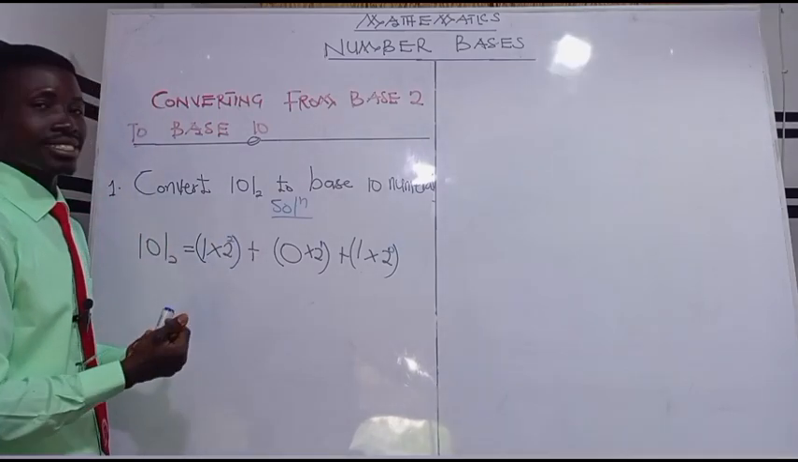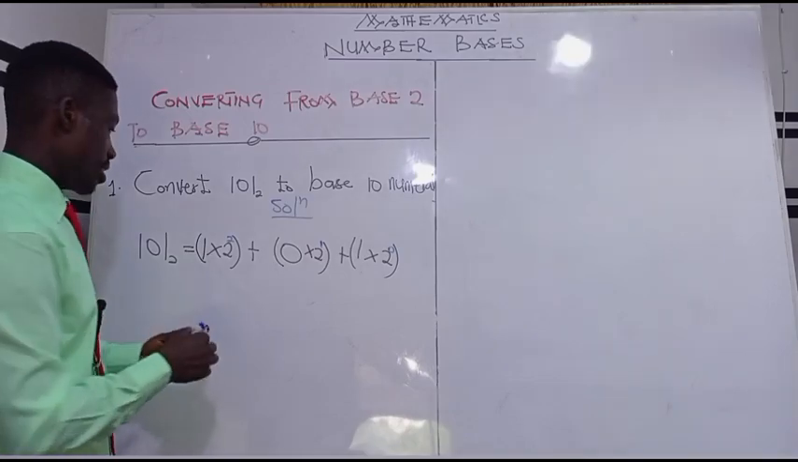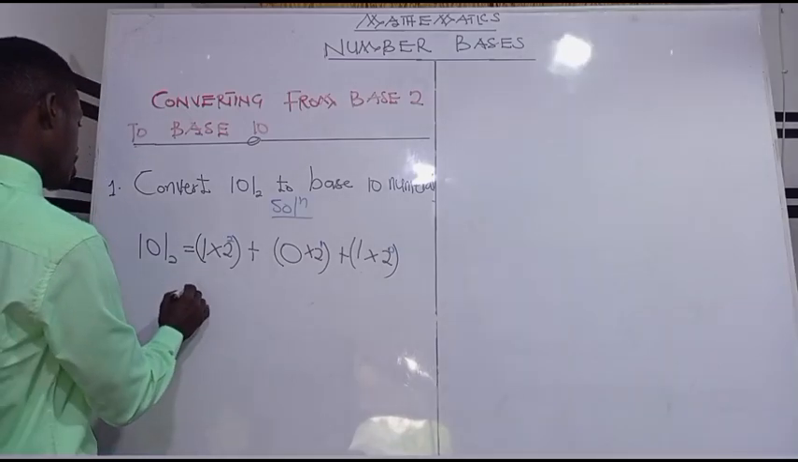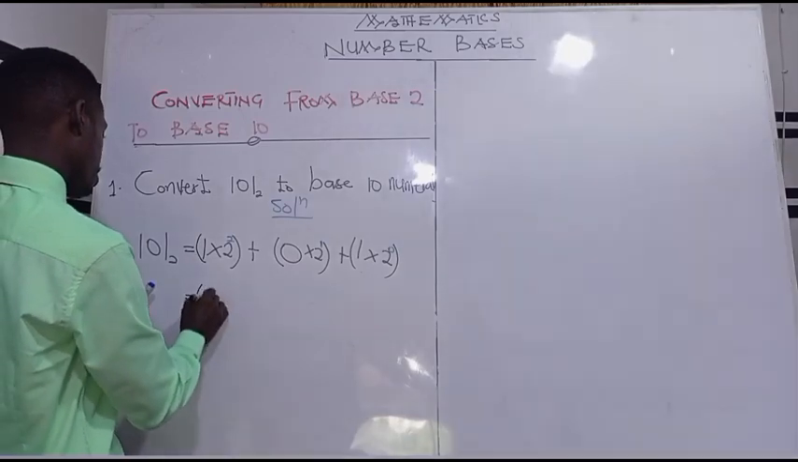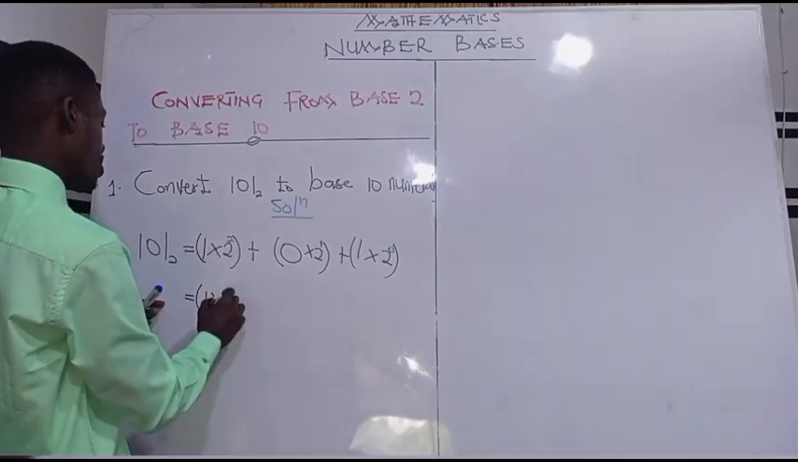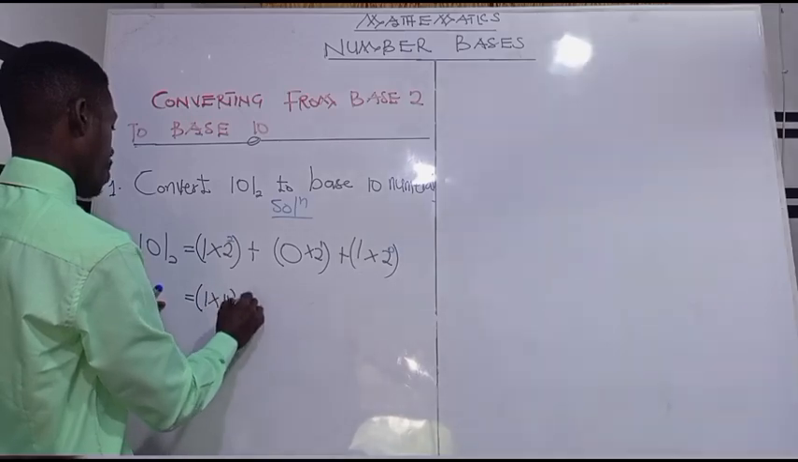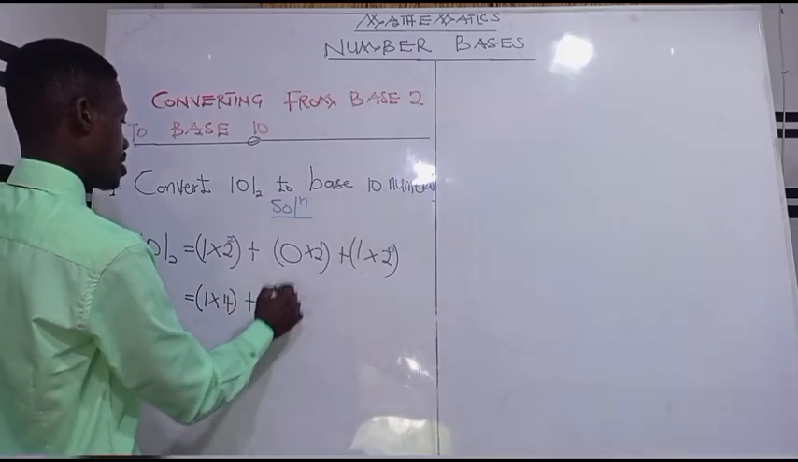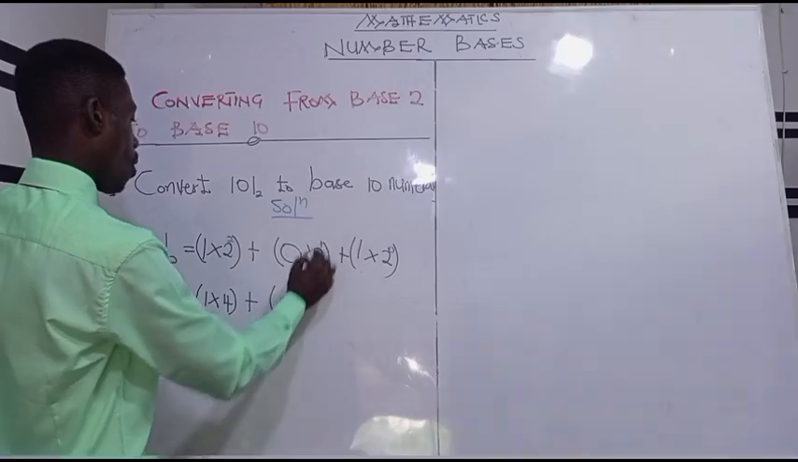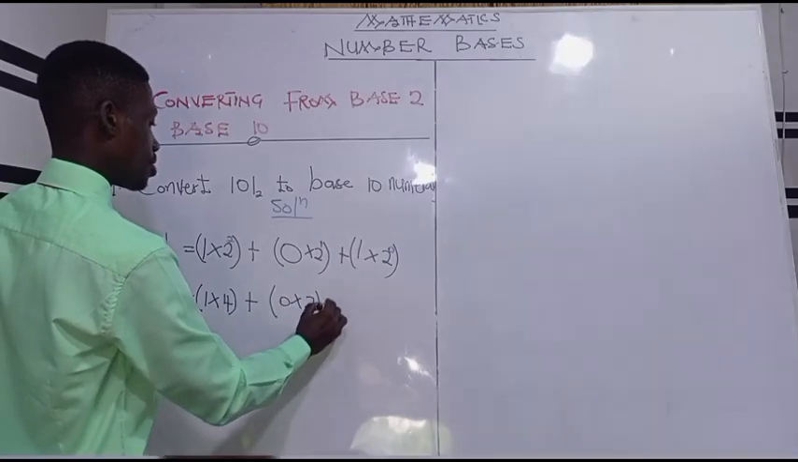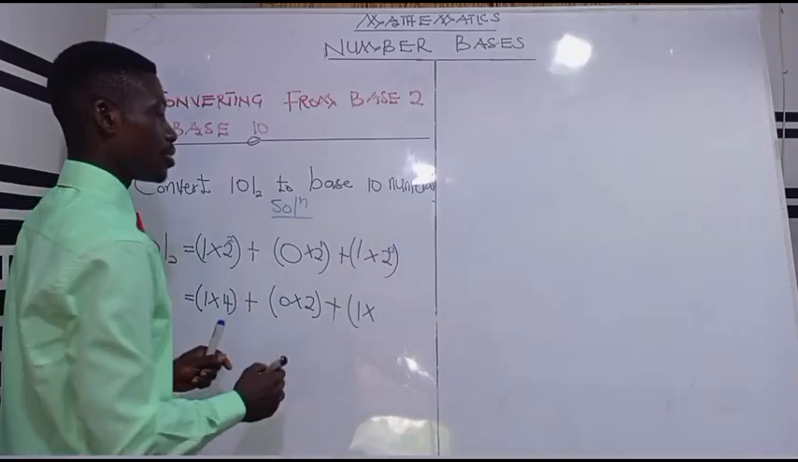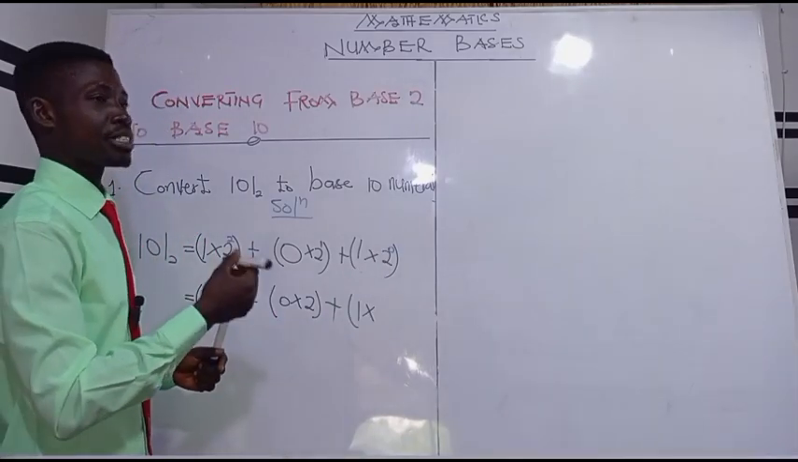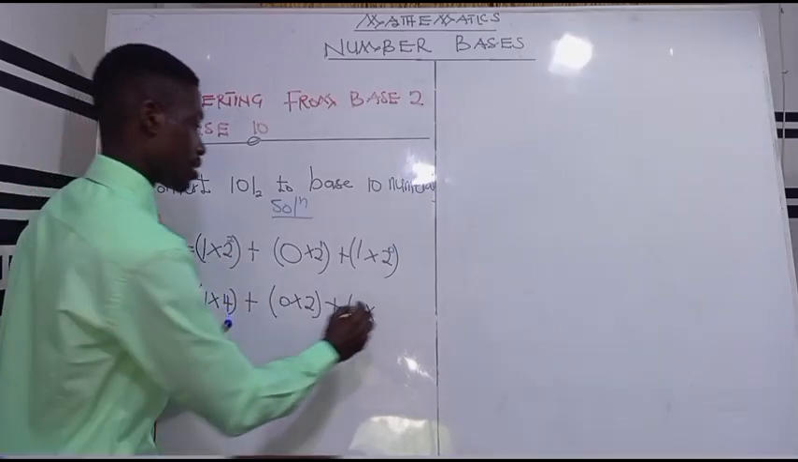Now what is left is simplification. So we are just going to simplify what is here. Now 1 times 2 power 2 gives us what? 4. Plus 0 times 2 power 1 is what? 2. Plus 1 times 2 power 0 is 1. Any number raised to the power 0 is 1.